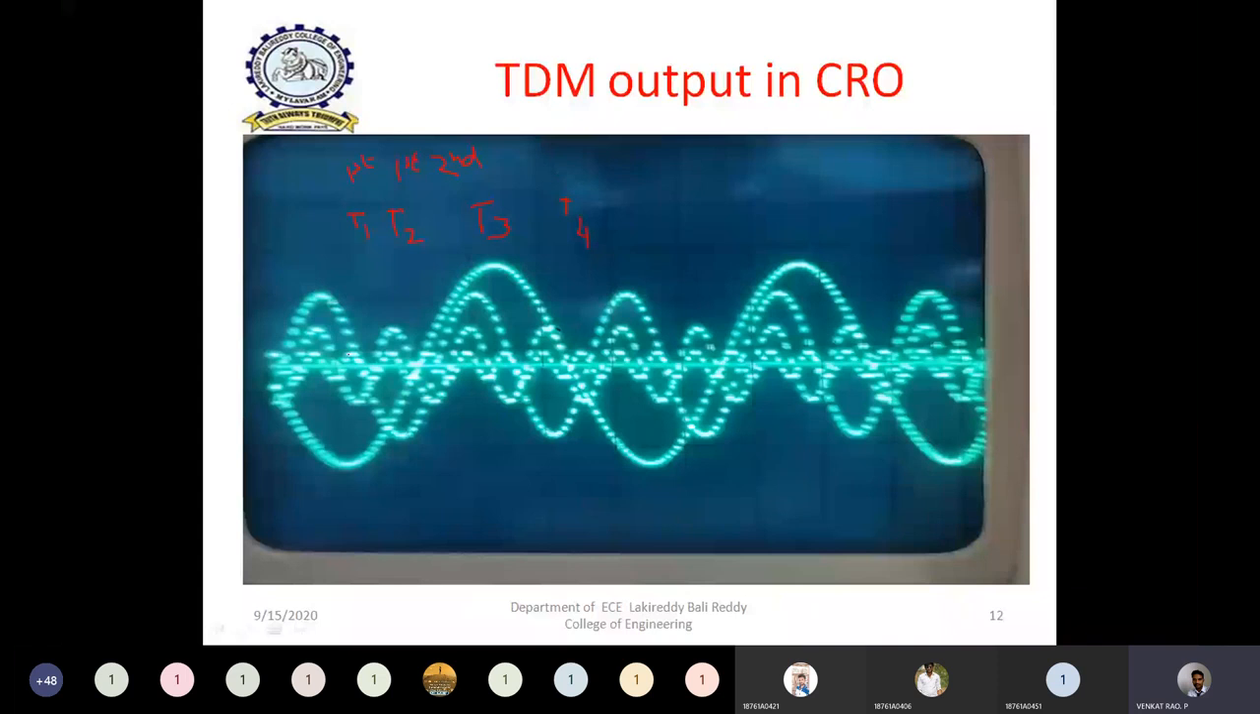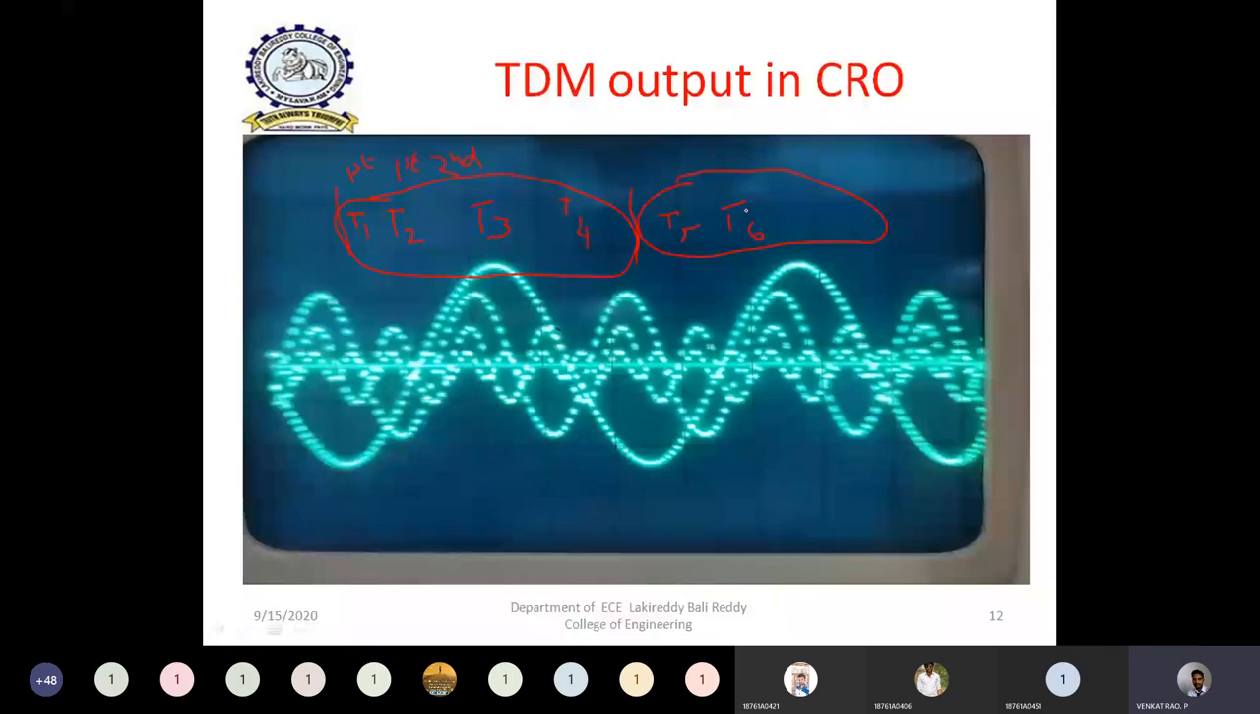Then after these four time instants, the process will be repeated. That means at the next time instant, t5, the second sample of the first signal will be transmitted. Again at time instant t6, the second sample of the second signal will be transmitted. That means during the first four time instants, all the first samples are transmitted. During the next four time instants, the second samples of all four signals are transmitted, and so on. This particular time duration is generally called a frame. During one frame, all the first samples are transmitted. During the next frame, all the second samples of the signals are transmitted, and so on.